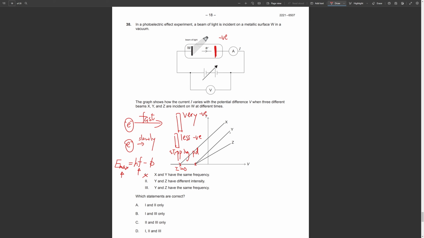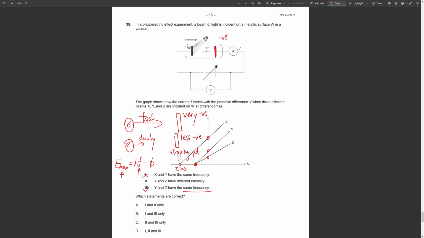Similarly, by checking the stopping potential value of Y and Z, they're the same point. You can tell the electrons of Y and Z are moving at the same KE, and they require the same stopping potential difference. Originally, they were given with the same frequency of light. Y and Z, they are the same frequency of light. How about the intensity? You can study the intensity by studying zero applied voltage. Therefore, these points, the y-intercepts.